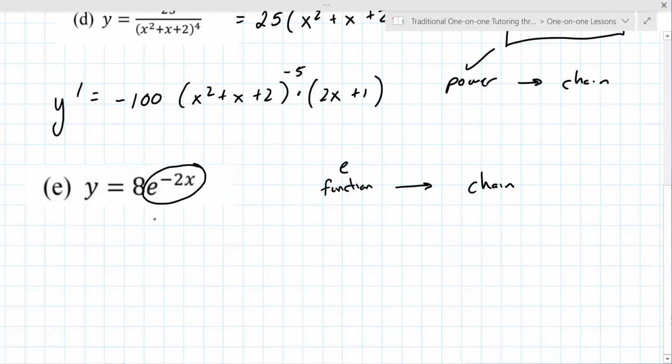Okay. And there's a lot going on here, but there's no rewrite in this case. 8 comes along with it because it's a constant. The derivative of E is itself. It's exactly the same thing. So that takes care of that part. Okay. The chain rule is the derivative of the inside, which is this minus 2x, and that's what you multiply by. What's the derivative of minus 2x? Minus 2. Minus 2. So then would it be negative 16e?